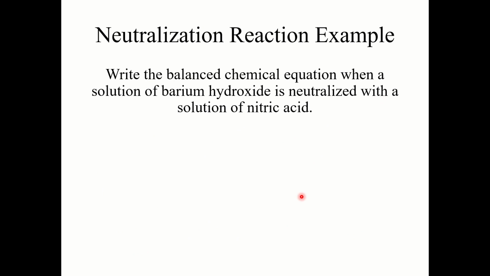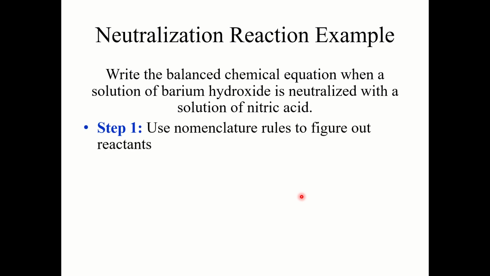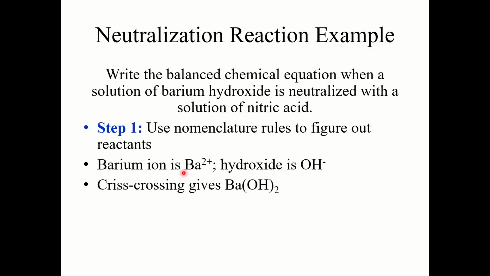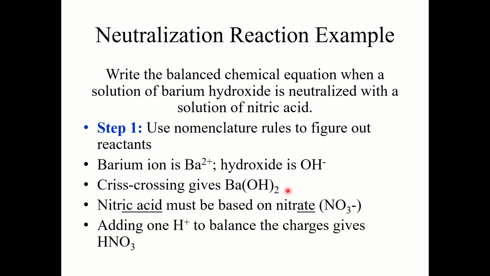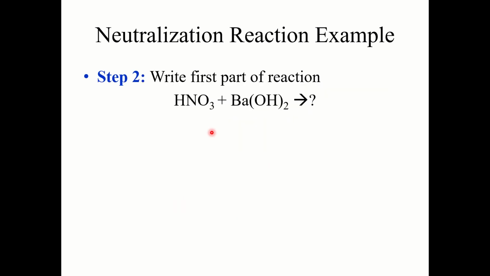Okay, so let's look at an example problem. Write the balanced chemical equation when a solution of barium hydroxide is neutralized with a solution of nitric acid. So you need to remember your nomenclature rules here. So barium is Ba2+, hydroxide is OH-, so crisscrossing this gives Ba(OH)2. Then nitric acid is based on nitrate, NO3-, so that means nitric acid is HNO3. So this is HNO3 plus Ba(OH)2.